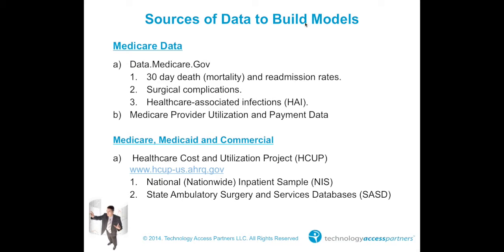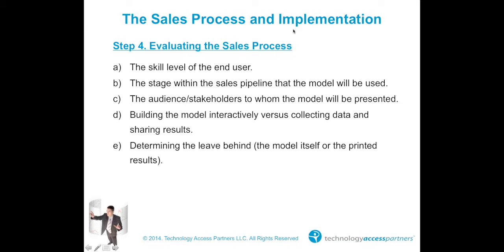So if we look at step four, evaluating the sales process. We're getting to the point where we now have our data, we have our domains, our clinical, our economic, and it's all lined up, we've evaluated the literature. Now we have to figure out what kind of model we are building, number one, what is this model going to look like, and how do we make it usable?